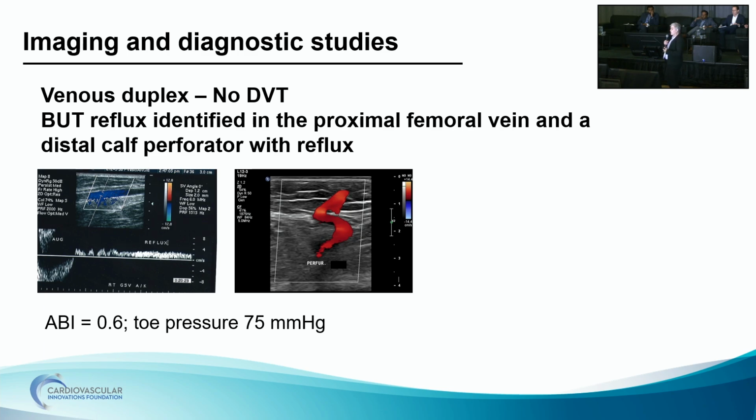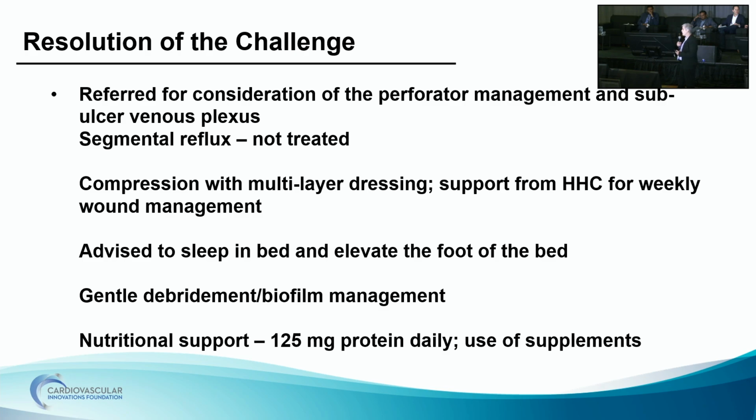So for our lady, we didn't have any DVT, we didn't have any chronic changes, but we did have a perforator in the area of this wound. And isolated perforator reflux certainly is going to keep that wound in an inflamed state. It's going to keep that wound from healing, and we need to get that taken care of. Her ABI was 0.6, but she had an adequate toe pressure of about 75 millimeters of mercury. So I think with awareness in our use of compression and management of the venous disease and management of her comorbidities, we'll probably be okay.